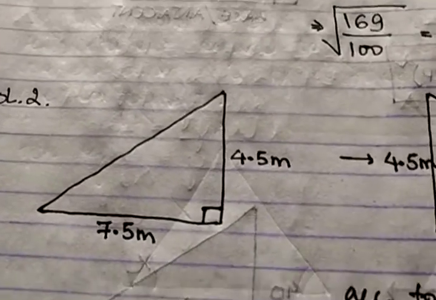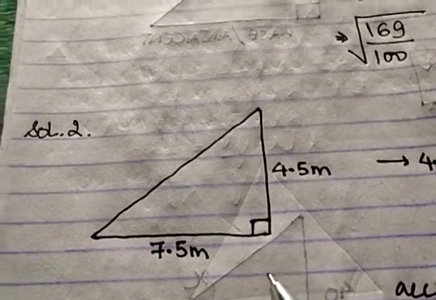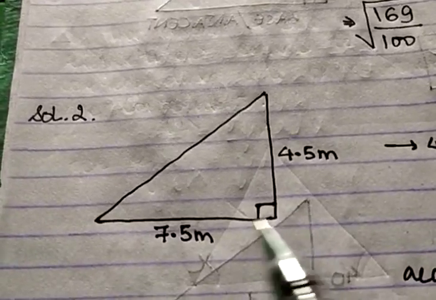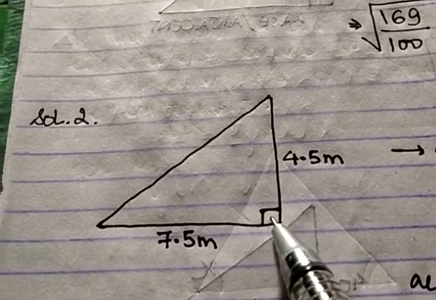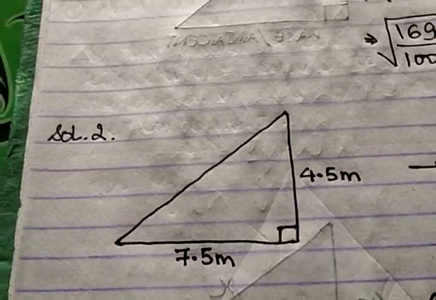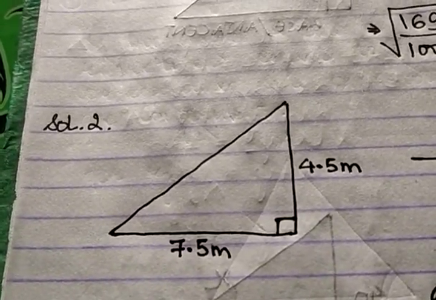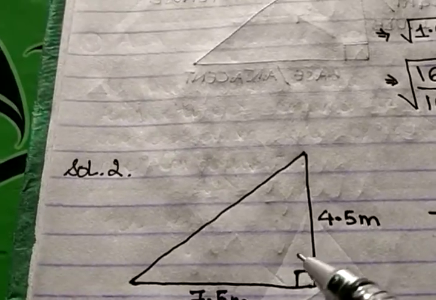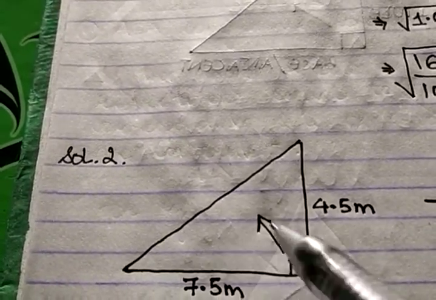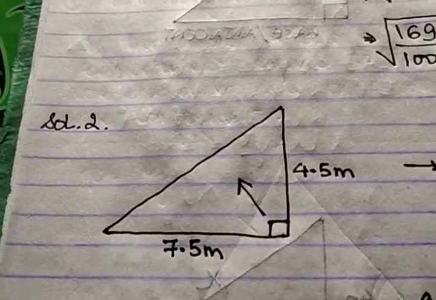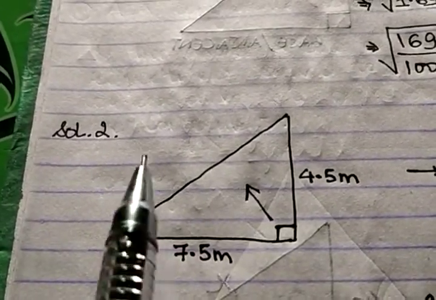Okay, for question number 2, the figure is given as this. Again, a right angle triangle, we know. How do we know it's a right angle triangle? Because of this symbol, isn't it? The sides are given as 4.5 and 7.5. We don't know which are the sides, but what we know is the side opposite to 90 degrees is the hypotenuse, and that's empty. What we need to find is the hypotenuse.